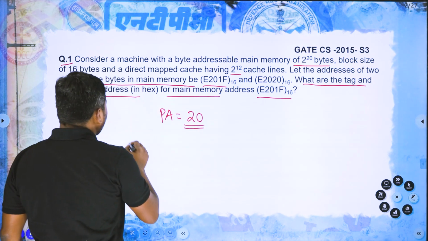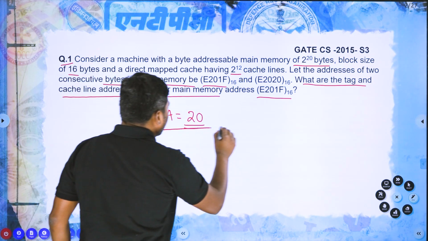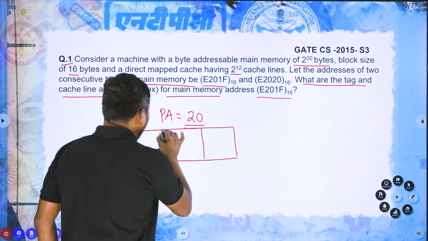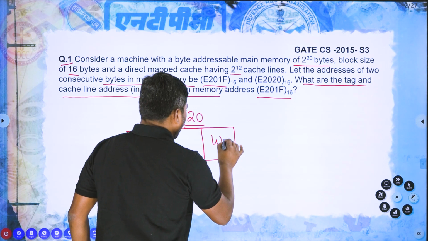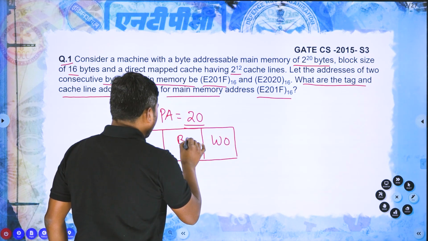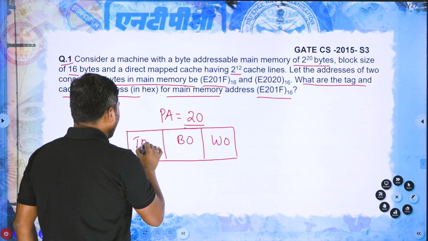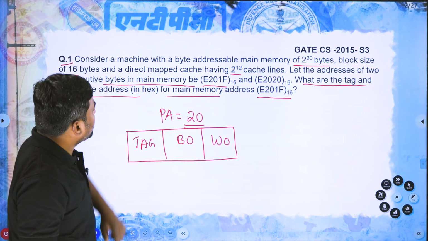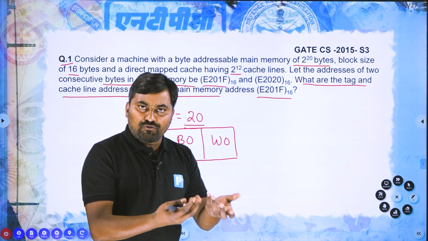So just tell me, under direct address mapping, physical address is divided into how many parts? 3 parts. Correct or not? One is word offset, second the block offset, and third one is the tag. Am I right, all of you? Yes. Just think yourself. Now word offset means what? Word offset is nothing but the word number within a block.